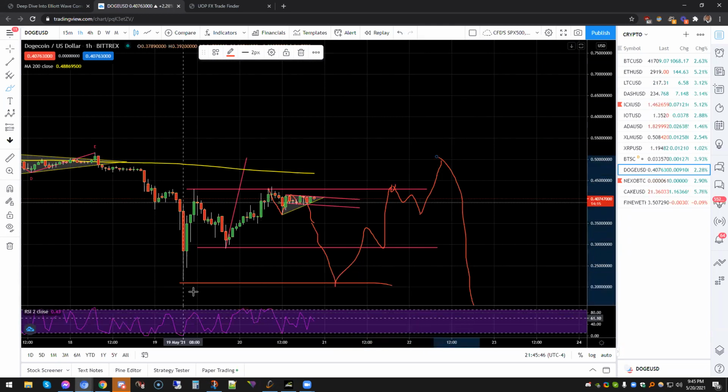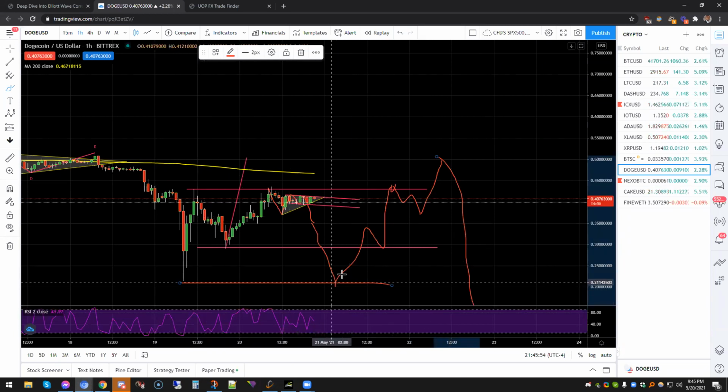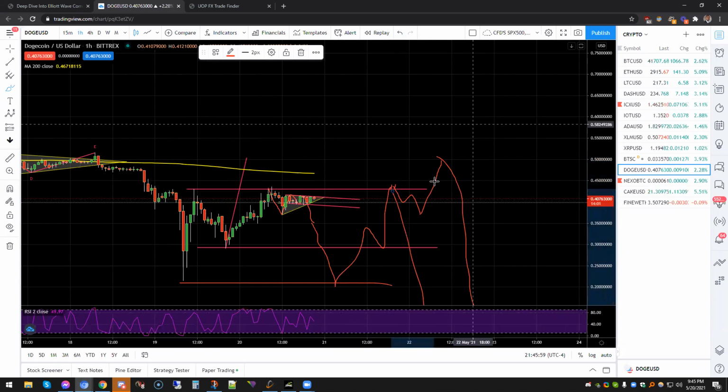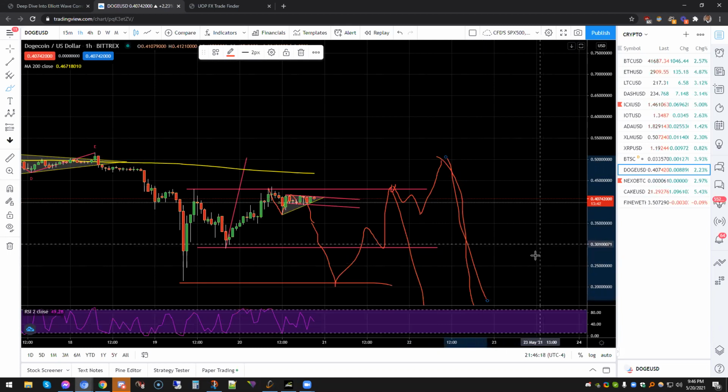Why is that? Because we have flat pattern formations, which is 3, 3, 5. We have WXY, which is 3, 3, 3. So if it ends in 3, it's coming down here. If it ends in 5, it's coming down here. Okay? So we can have a flat pattern built off of a WXY formation. You can have a flat pattern built off of a 3, 3, 5 wave construction as well. So there are variations. You just need to understand them.